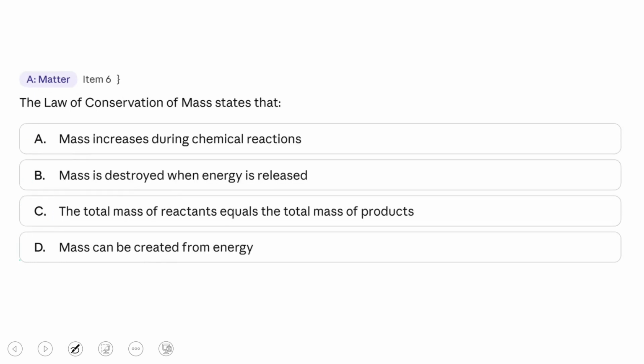Okay. The law of conservation of mass states that, what's your answer? Is it A, B, C, or D? All right. The correct answer for this one is letter C. The total mass of reactants equals the total mass of products. So that's why we also balance chemical equations, because we have to express algebraically that the amount of reactants is the same as the amount of the products produced.